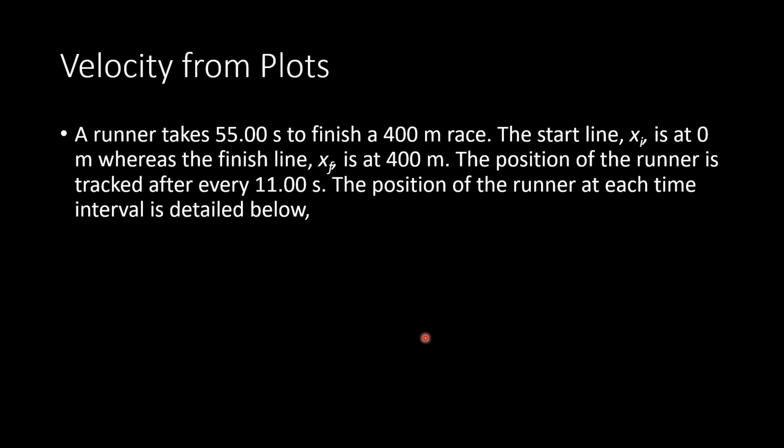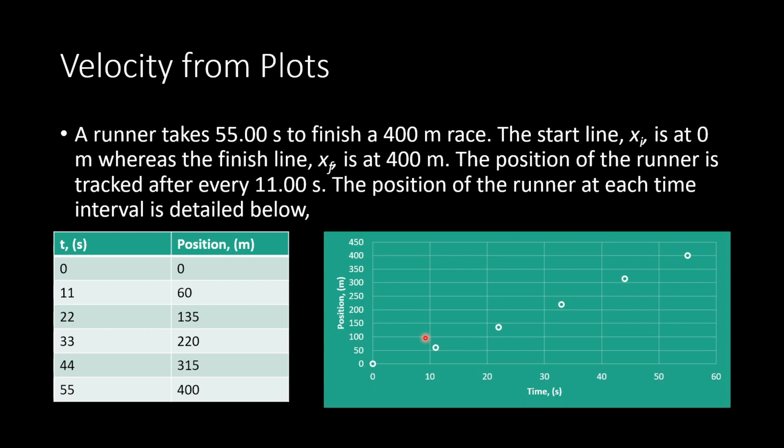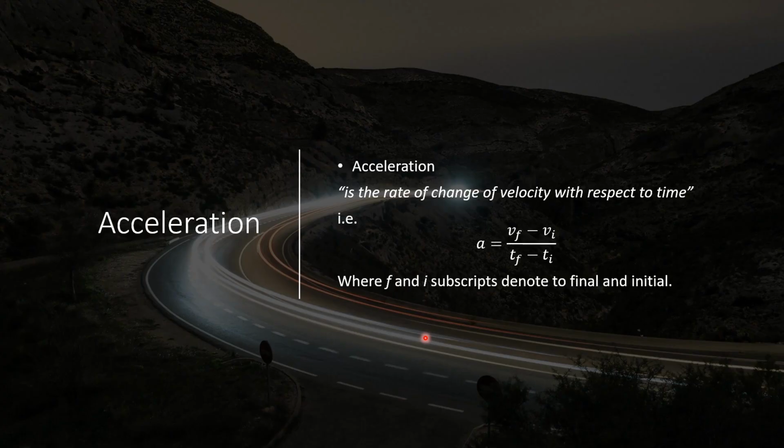For velocity from the different plots, we've gone over this with the runner example. I'm not going to go over this again. And then there was essentially the acceleration part.